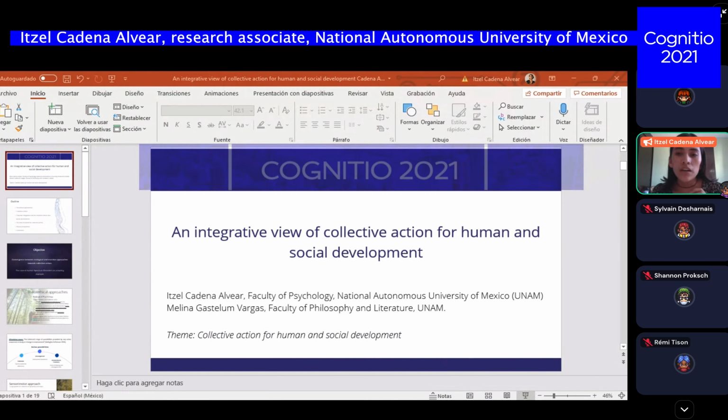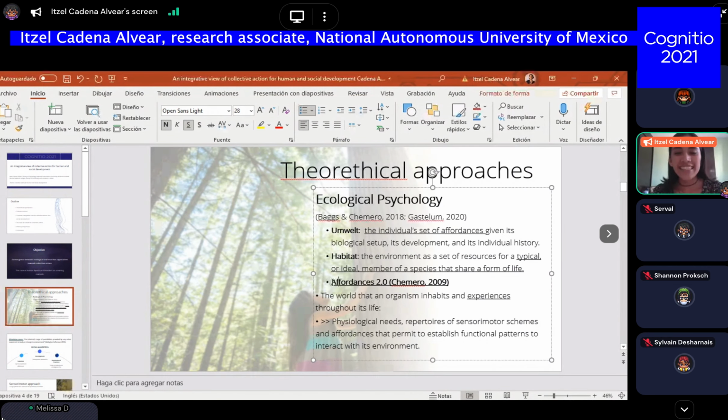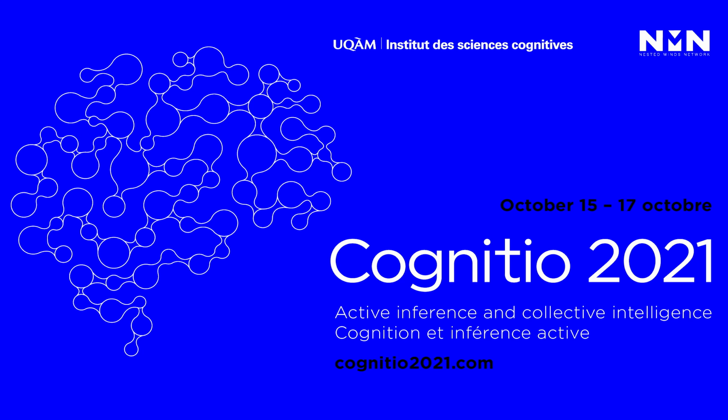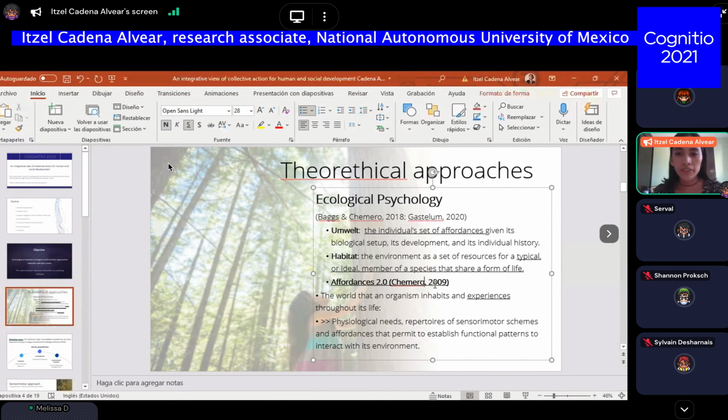In this sense, we are highlighting this, right? The member of a species that shares a form of life in a typical or ideal way, because it's a consensuated form of life from a certain group that could exclude other forms of life. And we will further explain this in the next slides. Then there's the affordances 2.0 notion that was deeply defined by Chemero.